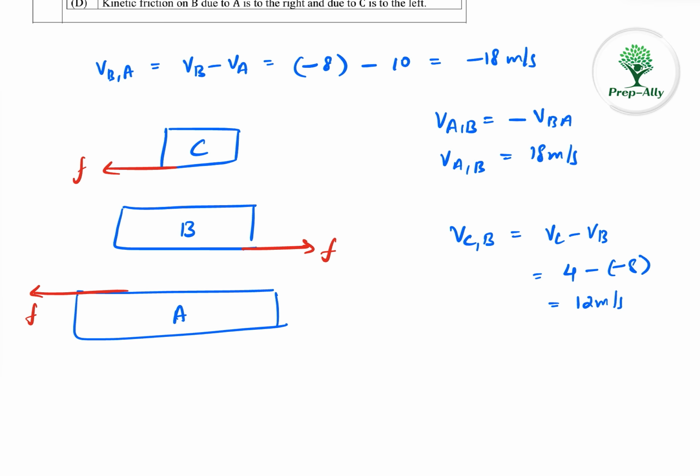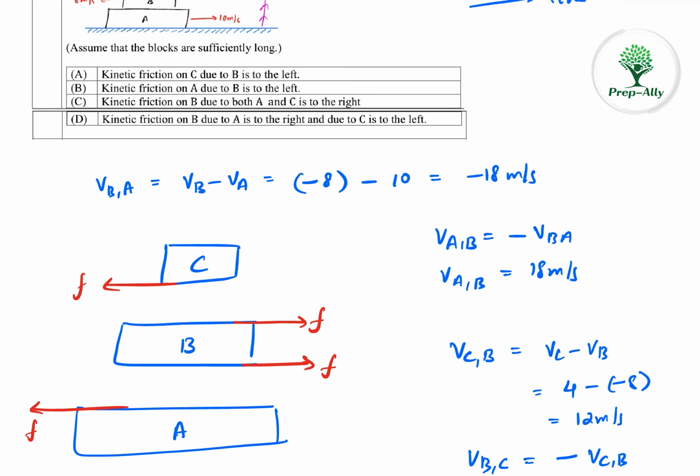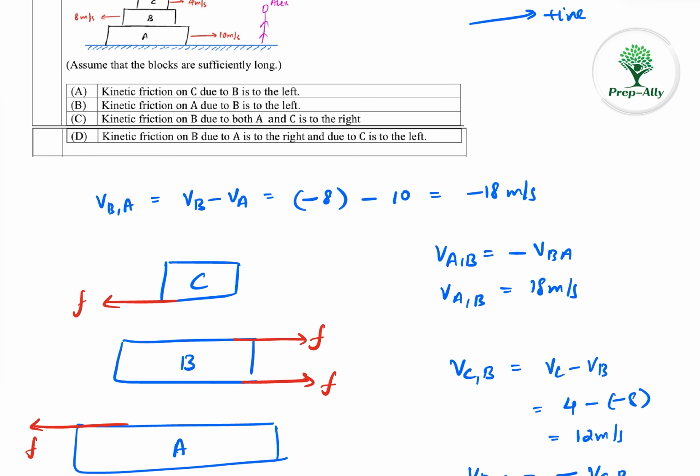Similarly, velocity of B as seen by C is minus of VCB, which is minus 12 meter per second. So when C observes B, B appears to move in the opposite direction. So when C watches B, B is moving this side. So to prevent that motion, it will exert friction on B in the opposite direction. So now we have all the directions of friction. Let us see which options are right and wrong.